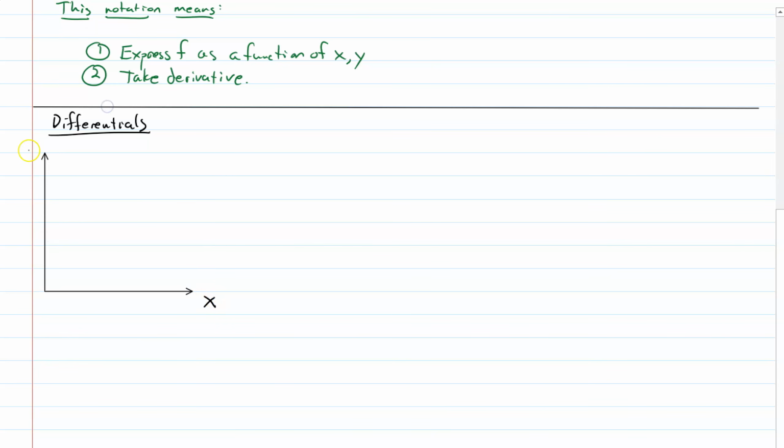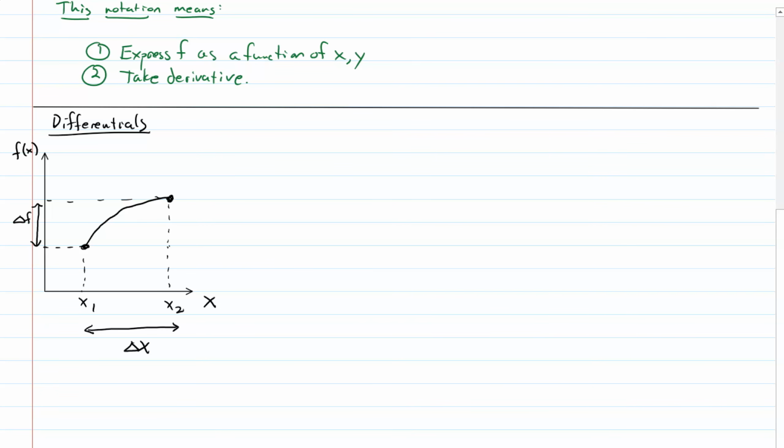So let's say we have x, and this will be f of x, and let's call this x1, and this will be x2 over here. And let's say the function does something like this. Suppose I want to know the change in the function f as I go from x1 to x2. So I would call this delta x, and I'll call this here delta f. That's the change in the function.